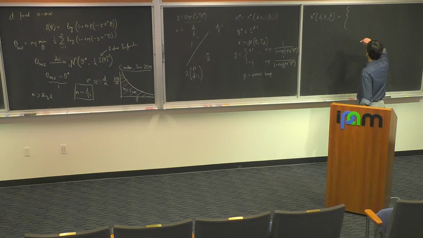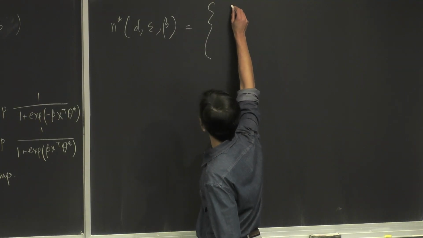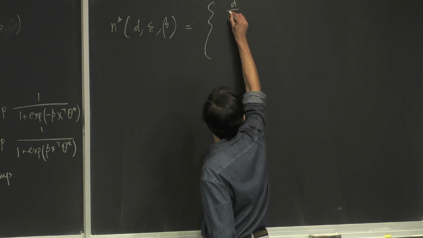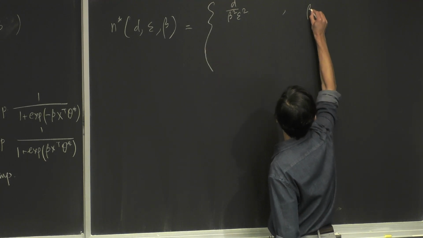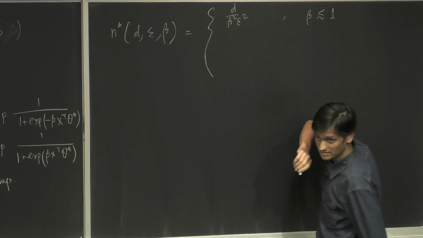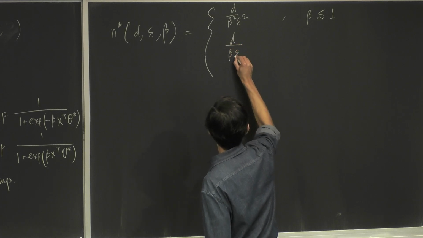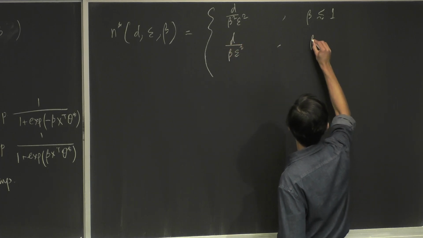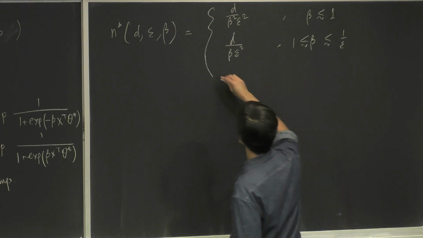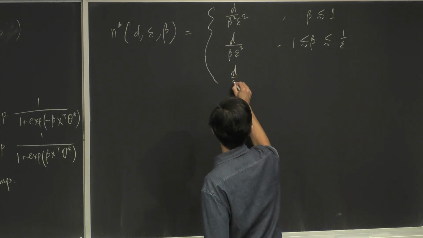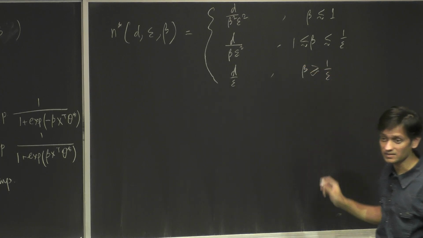So this is the high temperature regime. In that case, it is d over beta square epsilon square, where beta is less than some constant, less than 1. Then it is d over beta epsilon square, where beta is bigger than 1 but less than 1 over epsilon. And it is d over epsilon when beta is 1 over epsilon. So this is the main result.